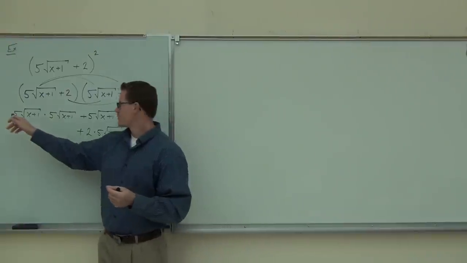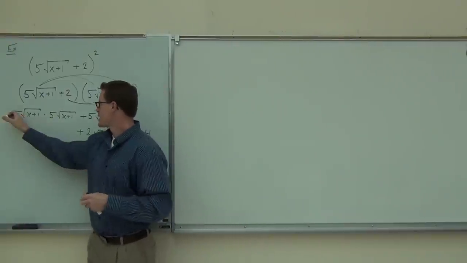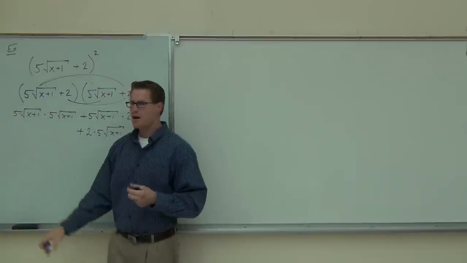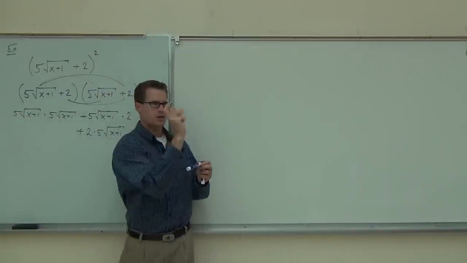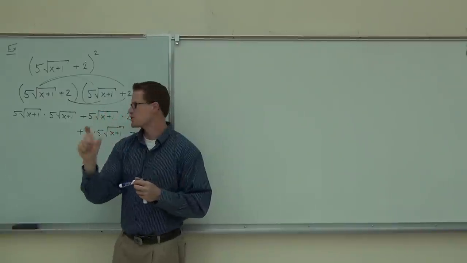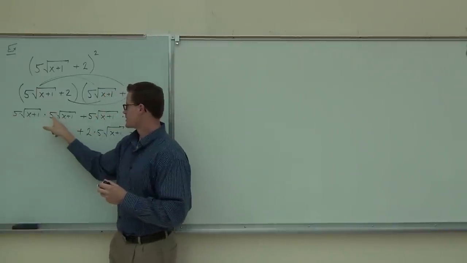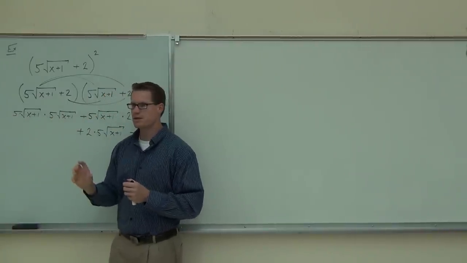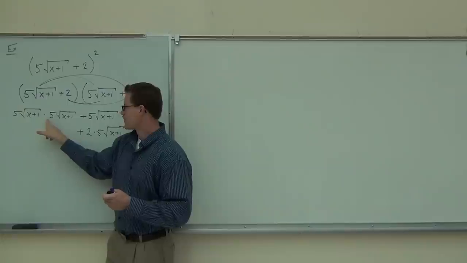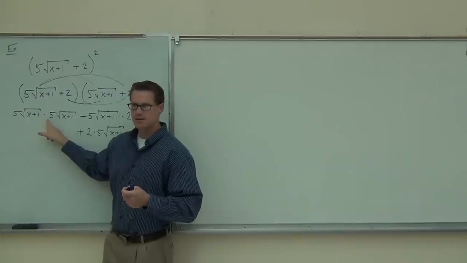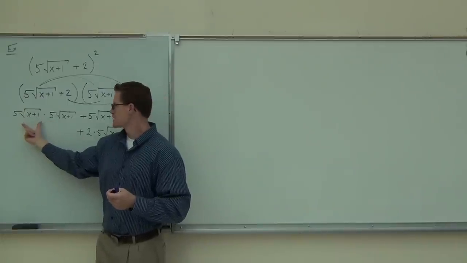When you have 5 root x plus 1, it actually means 5 times. You guys with me on that? And this means 5 times. So basically, if you think about the commutativity of multiplication, it's this times this times this times that. All 4 of those things multiply together. Basically, this says I can multiply my 5s together and get 25. It says I can multiply my root x plus 1s together.